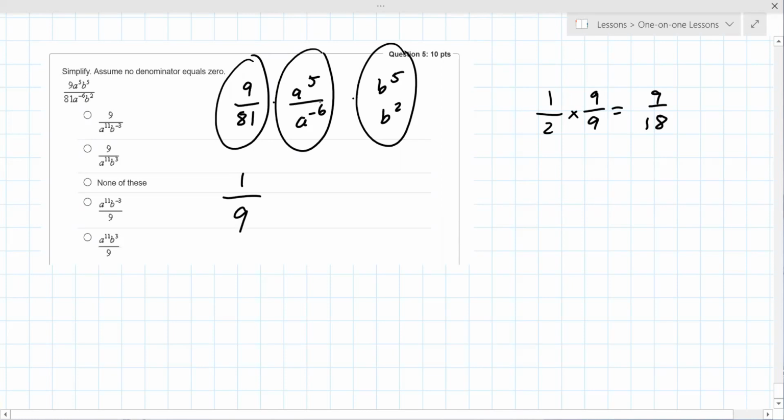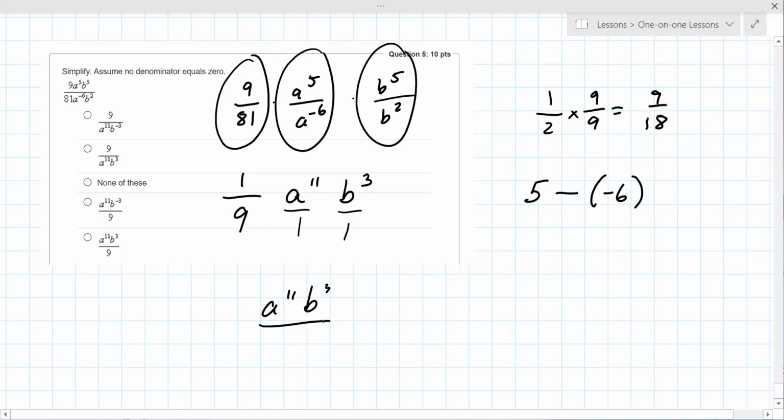When the bases are the same and you're dividing, what do you do with the exponents? You subtract them. Now this is very critical, Christopher. 5 minus, because you're subtracting, you put negative in parentheses. So what does the exponent become? It would be 11. What about over here? It would just be 5 minus 2, which is 3. So based on what you see here, it's a to the 11th, b cubed over 9.